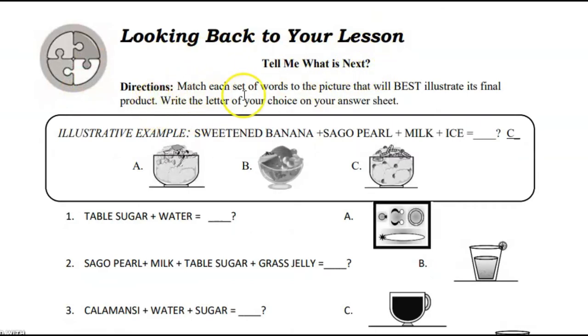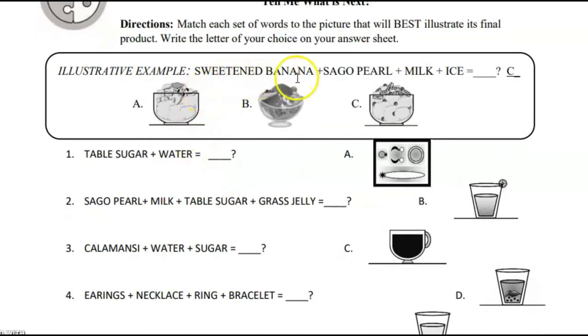Looking back to your lesson, tell me what is next. Direction: match each set of words to the picture that will best illustrate its final product. Write the letter of your choice on your answer sheet. So we have here an example. Sweetened banana plus sago pearl plus milk plus ice equals. So you're going to choose here letter A, picture, letter B, picture, or letter C. So the correct answer here is letter C. We have a saging con hielo.